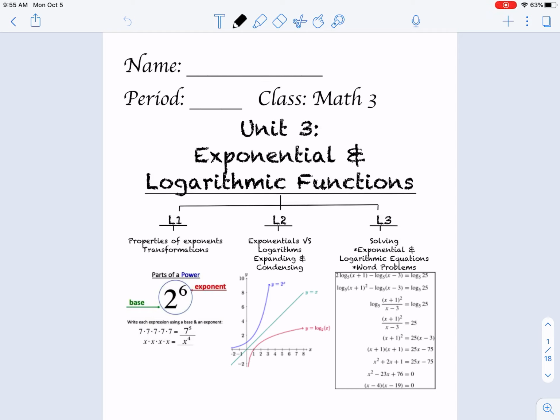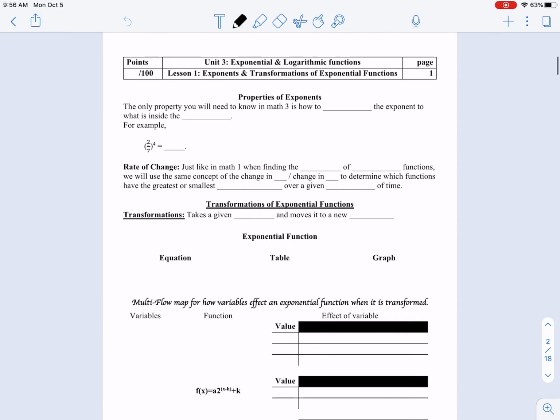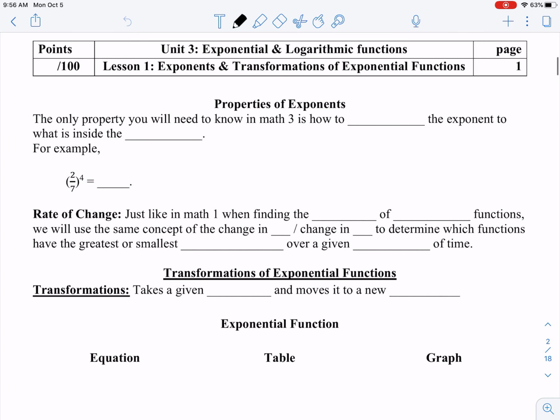We're going to start Unit 3, Exponential and Logarithmic Functions. Starting off with Lesson 1, we're going to briefly cover properties of exponents and transforming the exponential function. Now, properties of exponents, y'all have looked at since middle school.